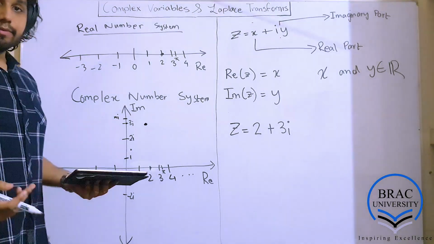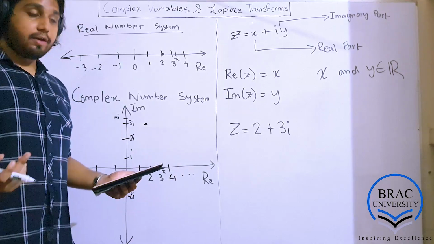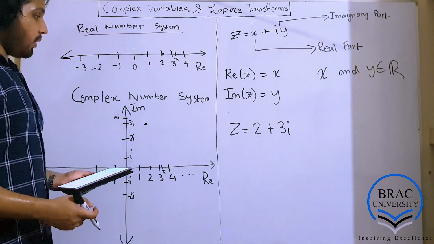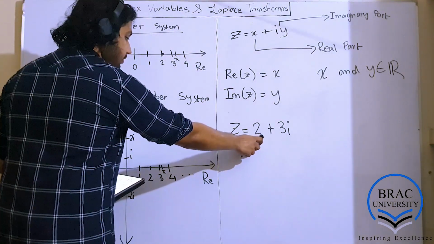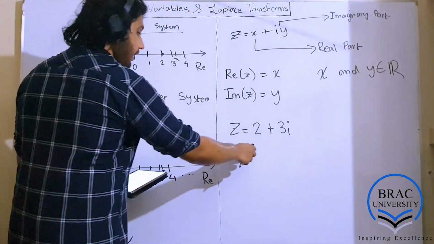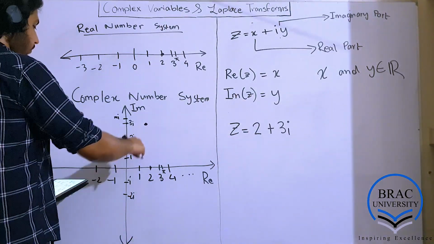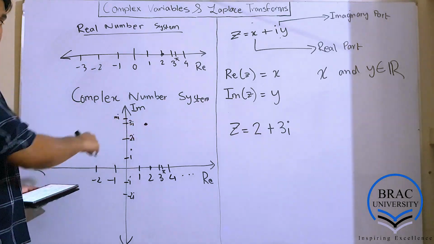Just like any two-dimensional xy graph, the same thing happens here, where you have one real number and one imaginary number. So there you go, there is your complex number. Thank you.